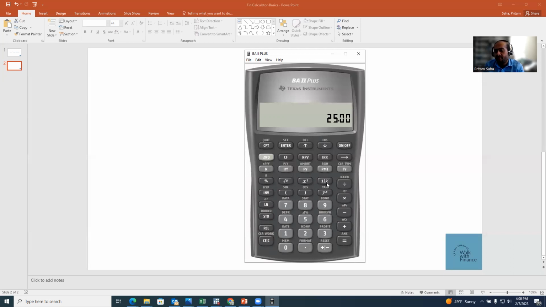This is 1 over the value you are using. So let's say I hit 5. 1 over 5 should be 0.2, right? Or 20%. So that will give you 1 over 5. Let's say I press 10, 1 over 10, which is 0.1, right? This is division, a mathematical operator. This is another mathematical operator which we don't need for finance.